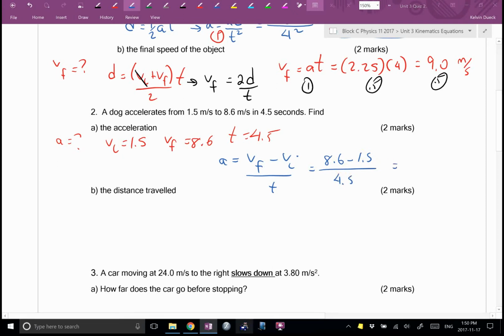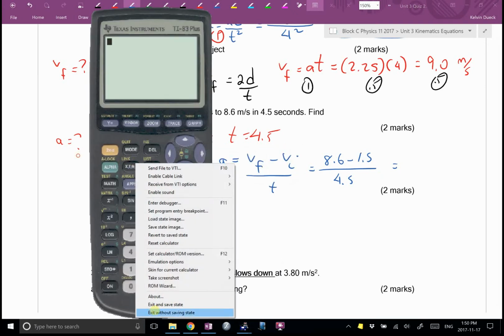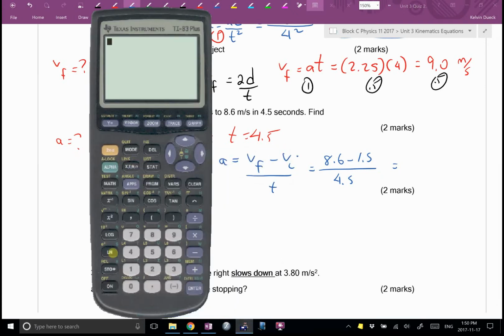This one gives me a yucky one. I can't do this one in my head. I'll need a calculator. Okay, I opened it twice accidentally, Mr. Duick. Yes, I did. Bracket 8.6 minus 1.5, close bracket, divided by 4.5. Do you get 1.57777777? By the way, is that number right there actually an 8?